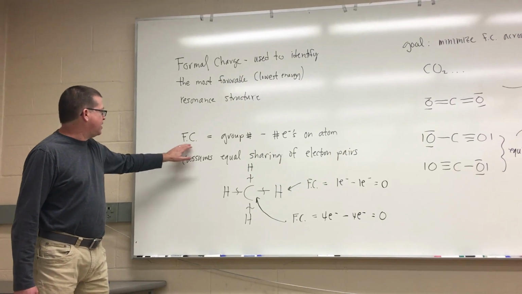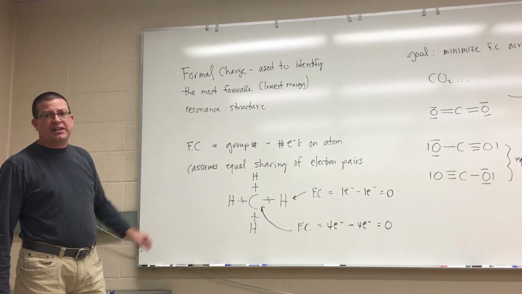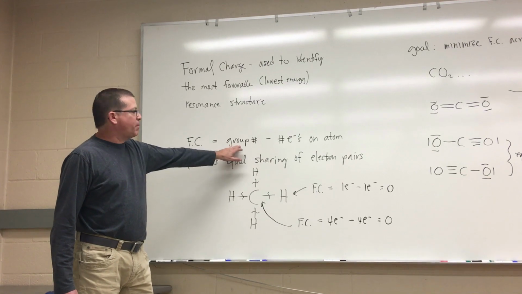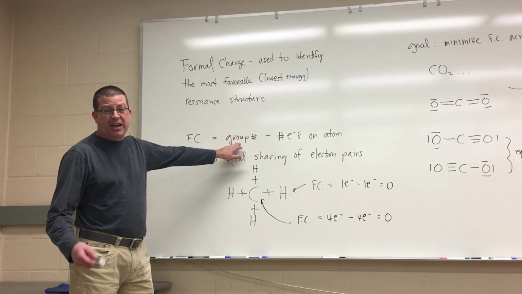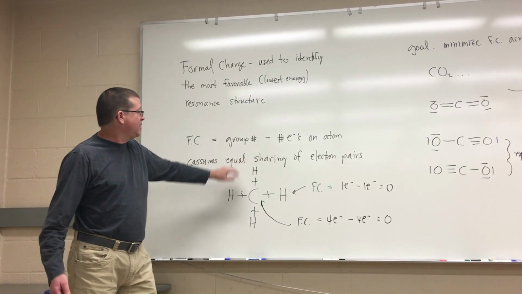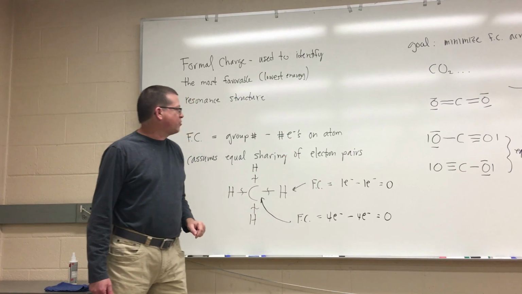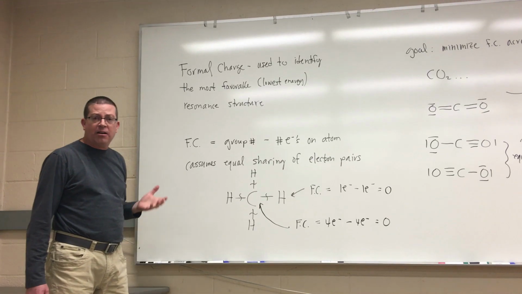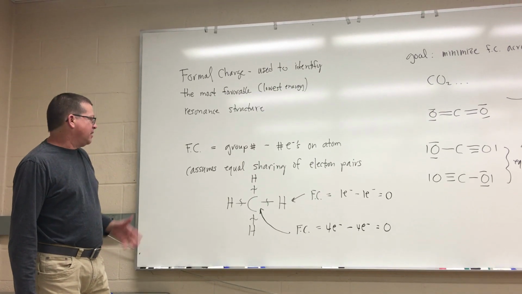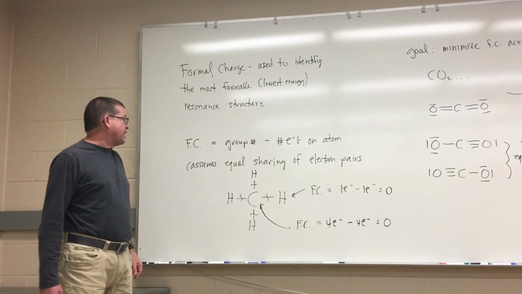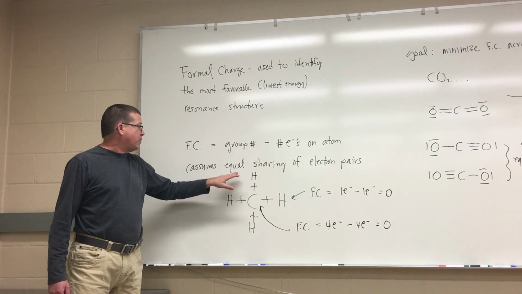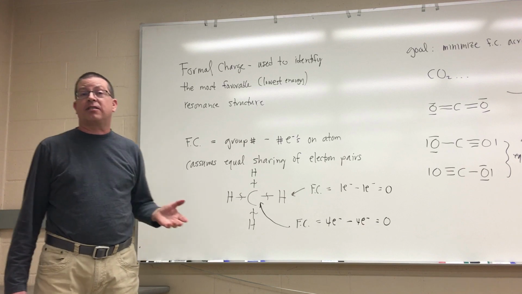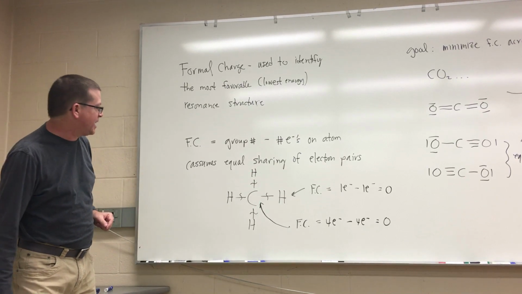So FC here stands for formal charge. And what it's equal to for any given atom in a structure is the group number of that atom, in other words, the number of valence electrons it normally has, minus the number of electrons actually associated with that atom in the resonance structure. Okay, so the other assumption we make here is that we're going to assume that we have equal sharing of electron pairs in a bond. Now, we're later on going to find out that that may not actually be the case.